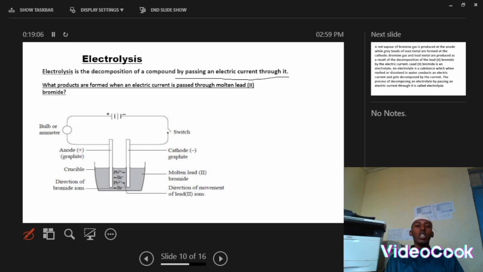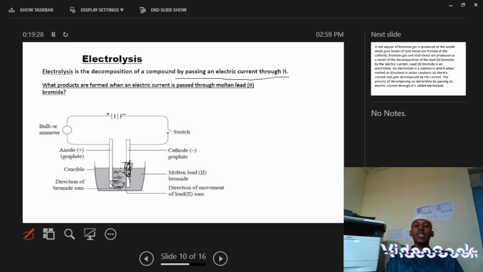Then after adding water, the ions become lead-2 ion and bromide ion. Lead-2 ion, since it has a positive charge, migrates toward the cathode, where it gains electrons to become lead metal. So we observe gray beads of lead.